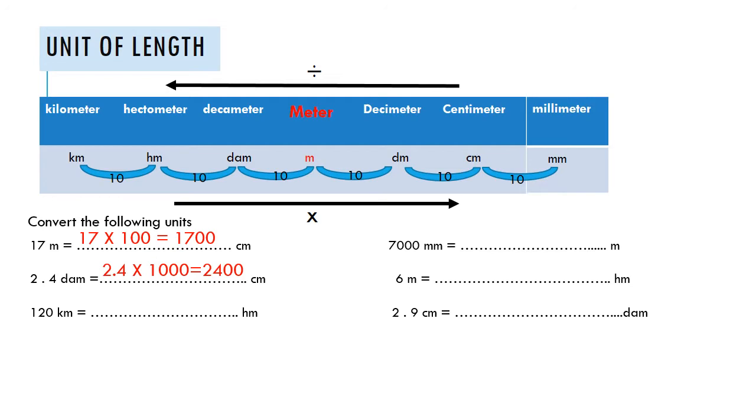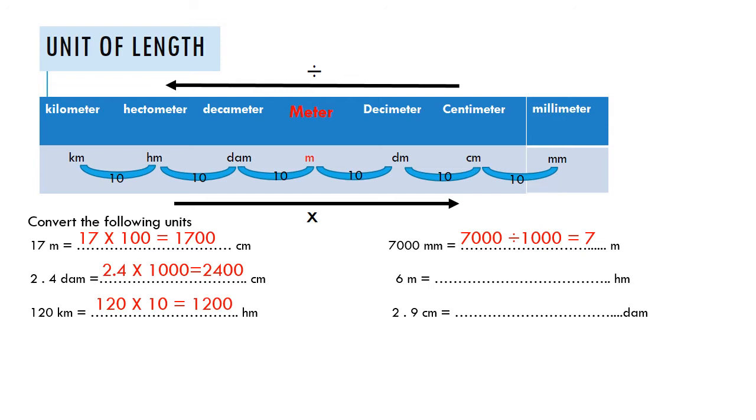120 kilometer to hectometer. From kilometer to hectometer we use 10, so 120 times 10 equals 1200. Here we have 7000 millimeter. We want to convert it into meter, meaning from a small unit to a larger one, so we use divide. And between millimeter and meter we have 3 steps, so we divide by 1000 and the result is 7.